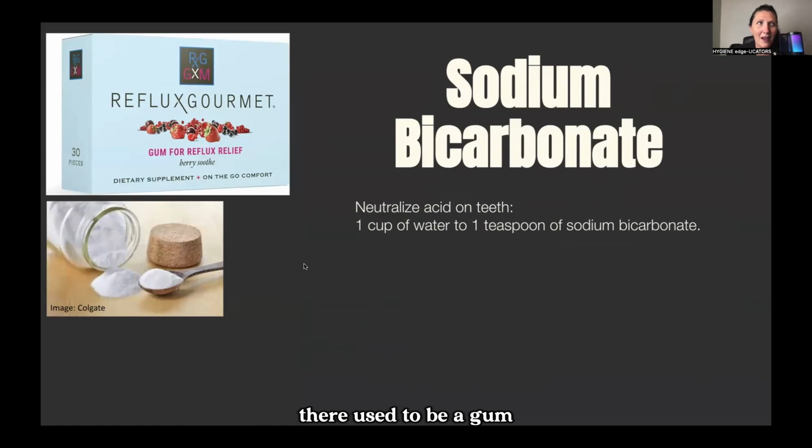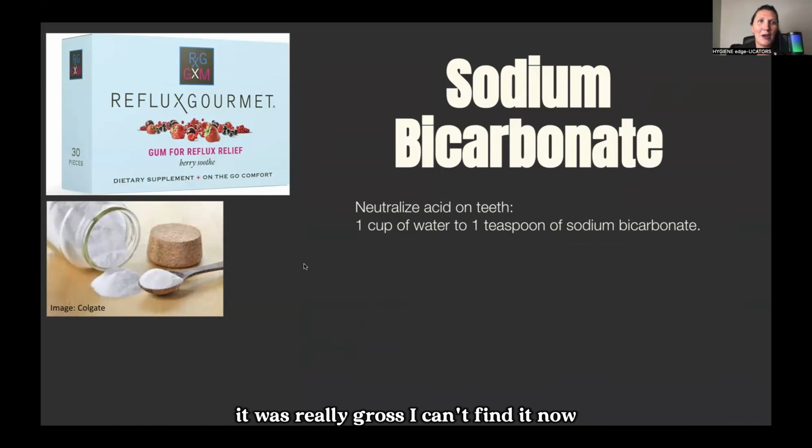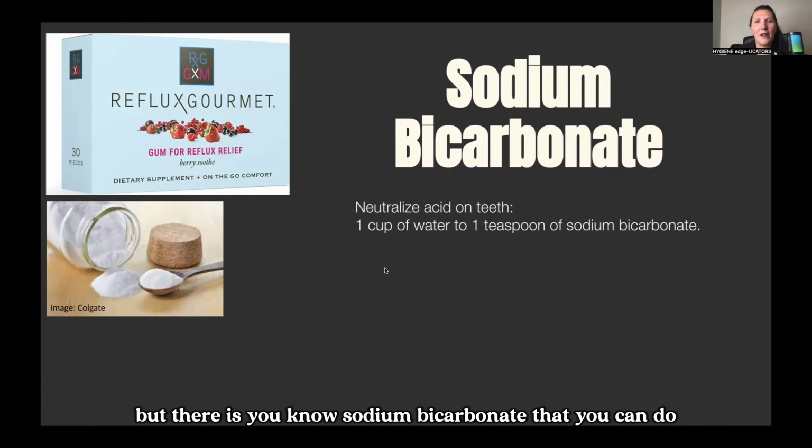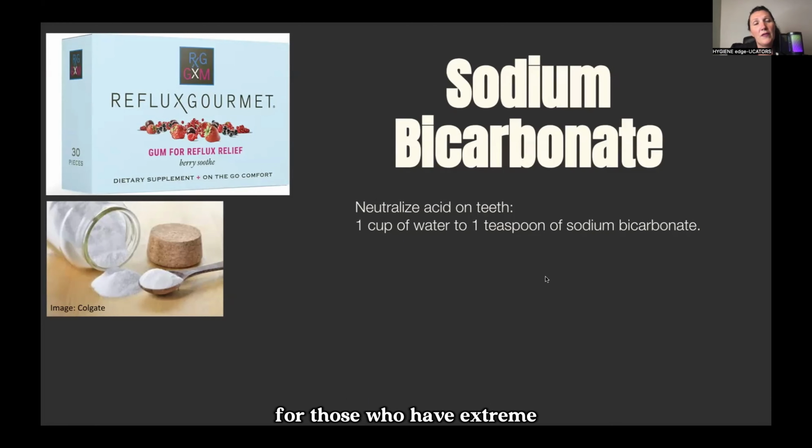There used to be a gum. Has anybody ever bought the sodium bicarbonate gum? It was really gross. I can't find it now. It was from Arm & Hammer. So I did find this gum, reflux relief. I'm not sure much about it or if it has any studies with it, but there is sodium bicarbonate. You can do 1 cup of water and 1 teaspoon of sodium bicarbonate for those who have extreme.